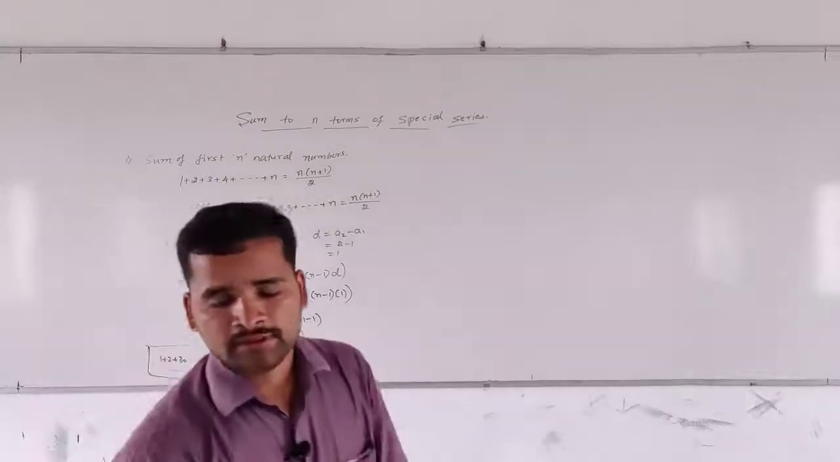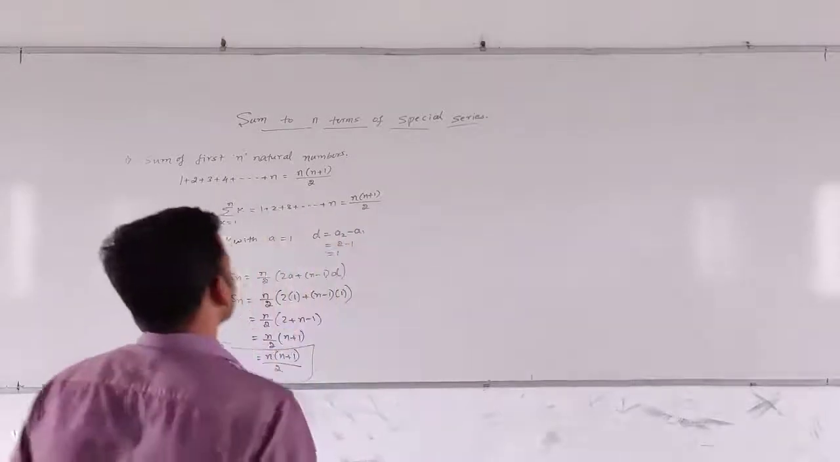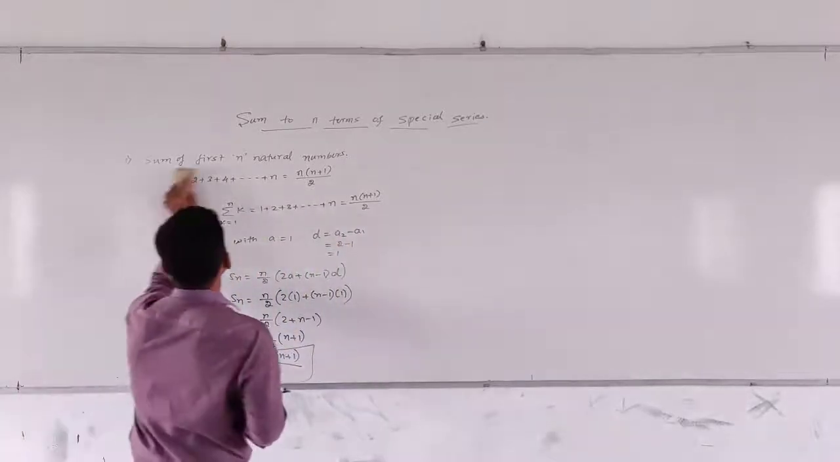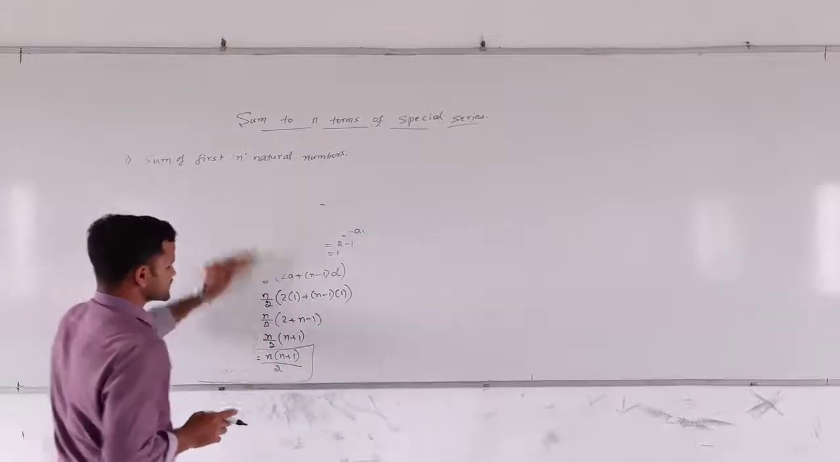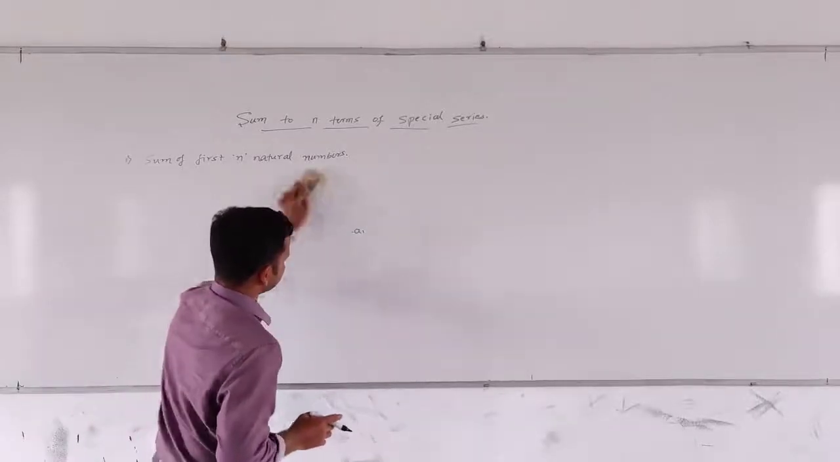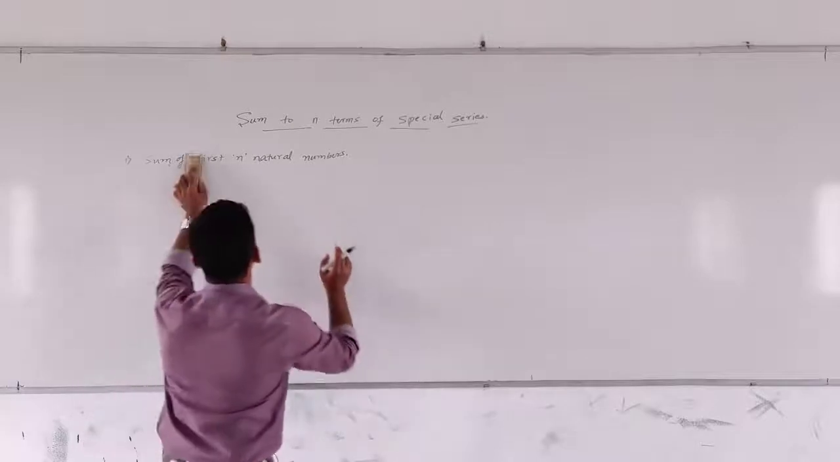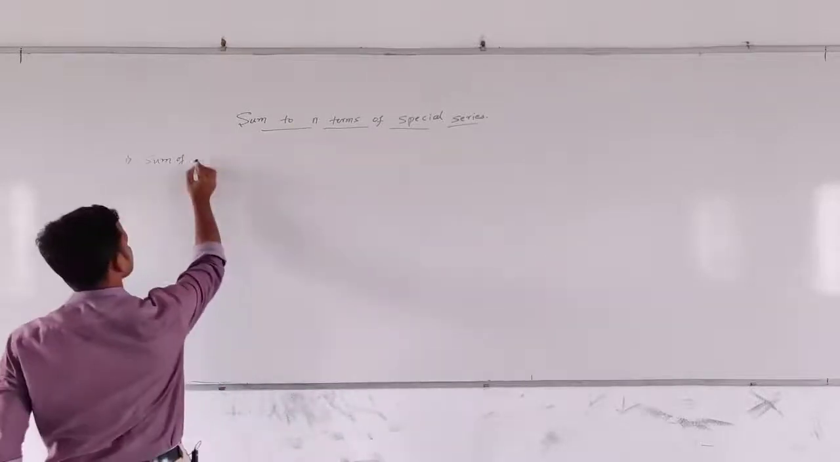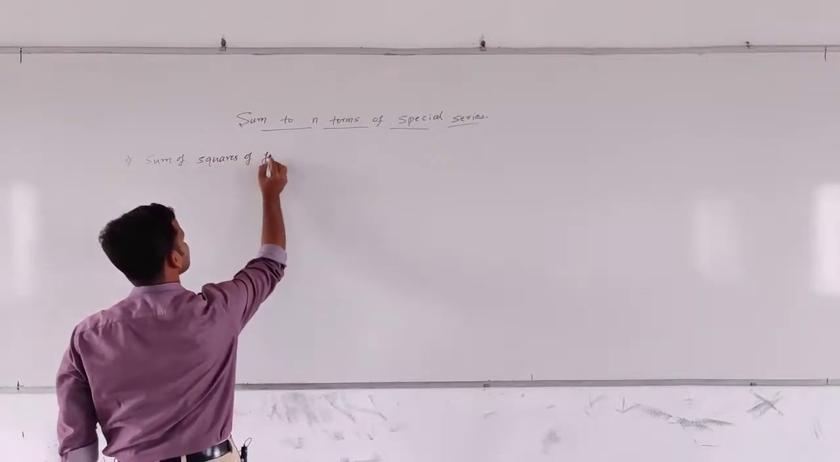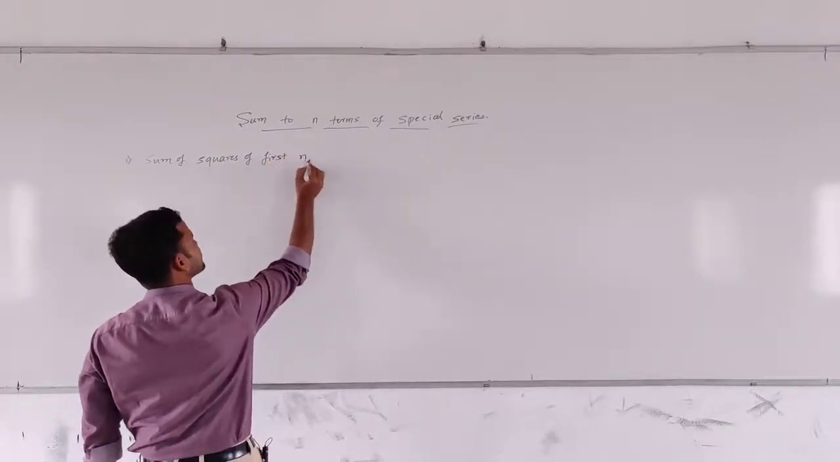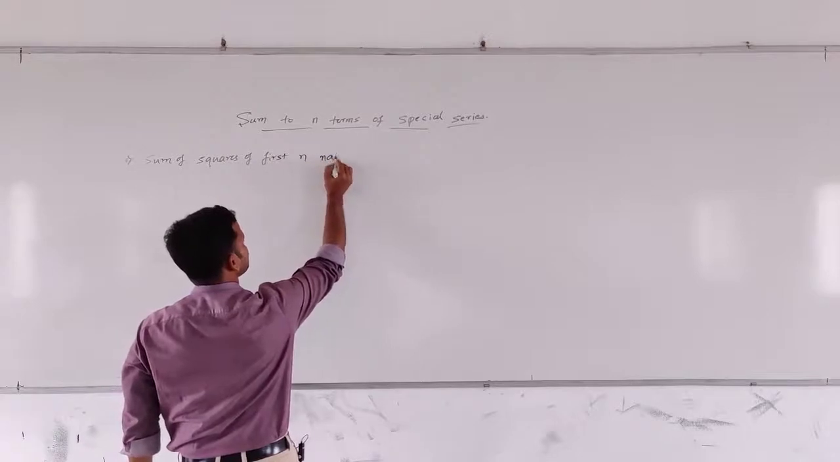Now we will move on to the next, that is the sum of squares of first n natural numbers.